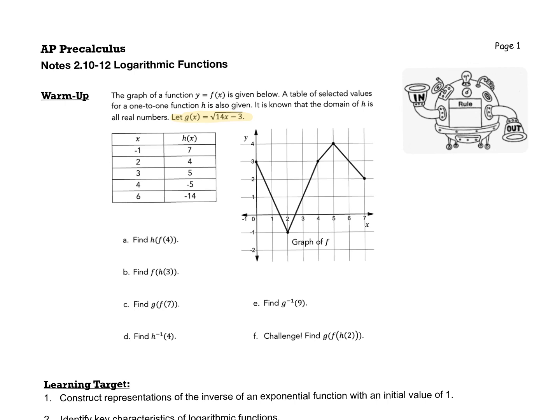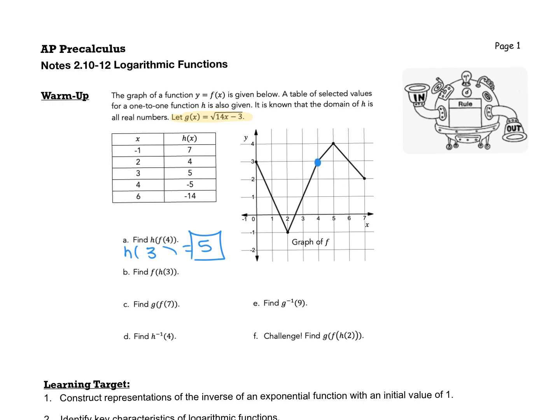So if we're doing a composition, we're going to start on the inside to find f at 4. So I'm going to go over 4 on the graph. What's my y value? 3. So now I'm looking for h at 3. Well, that's going to come from the table. So I go to the table. When x is 3, what is y? 5, and that's my answer. Okay, so just working inside out.